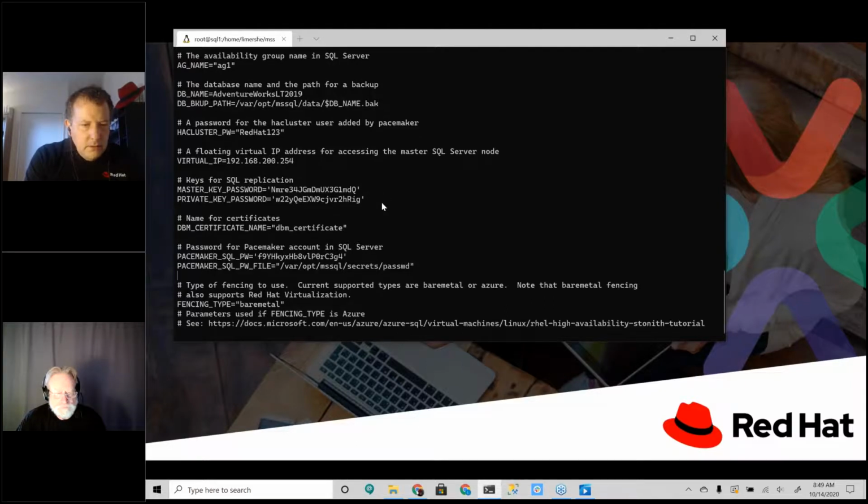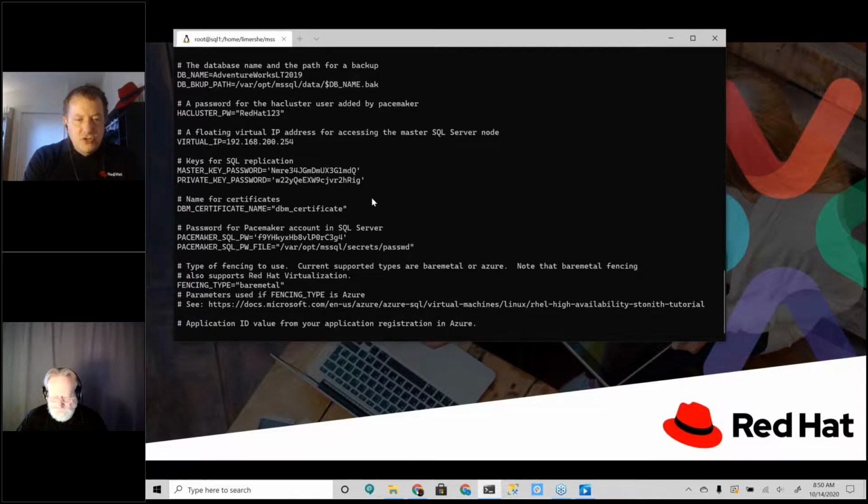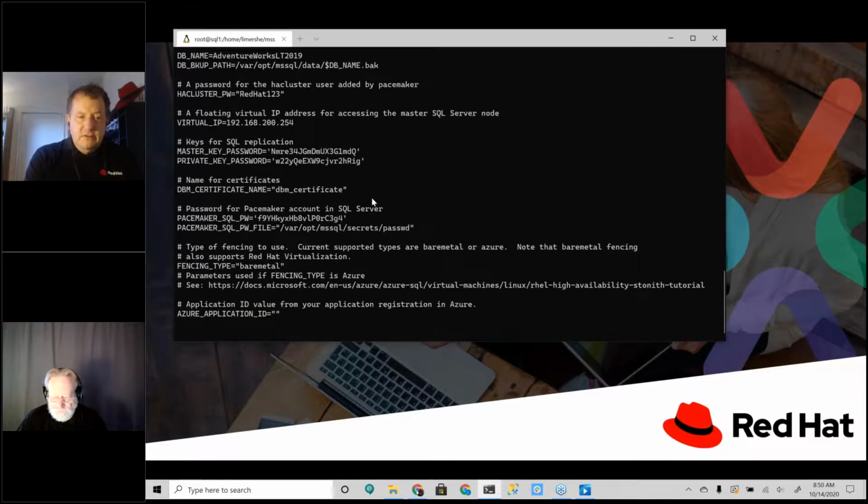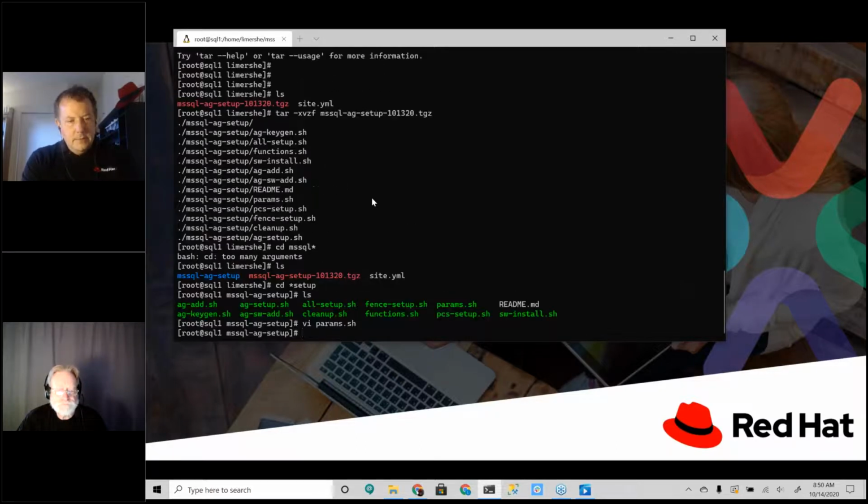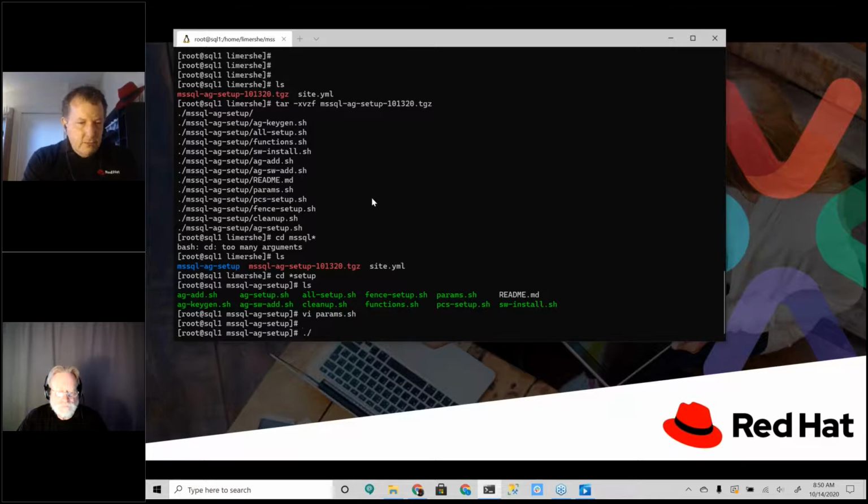The other thing in here is a password used for Pacemaker's account in SQL Server, which is used by the resource agent. The resource agent has to be able to log into that account and get information out of SQL Server, and also control SQL Server in order to manage automated failover. And lastly, you'll see my fencing type is bare metal. For bare metal fencing, we will be using the watchdog mechanism, or SBD. At that point, we can go ahead and run this setup.